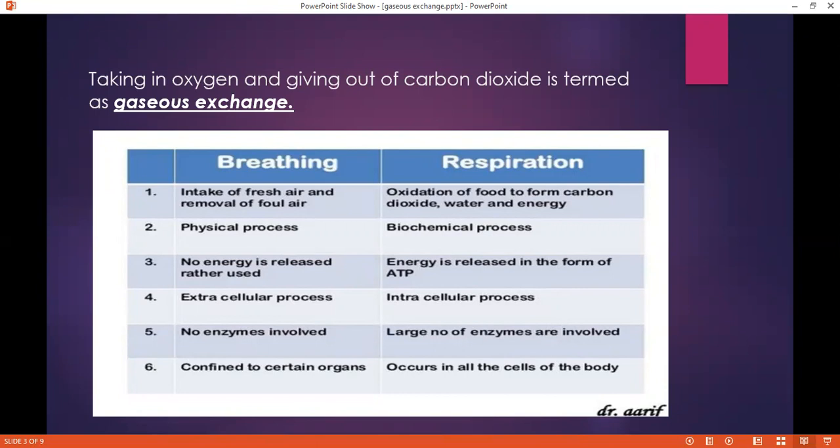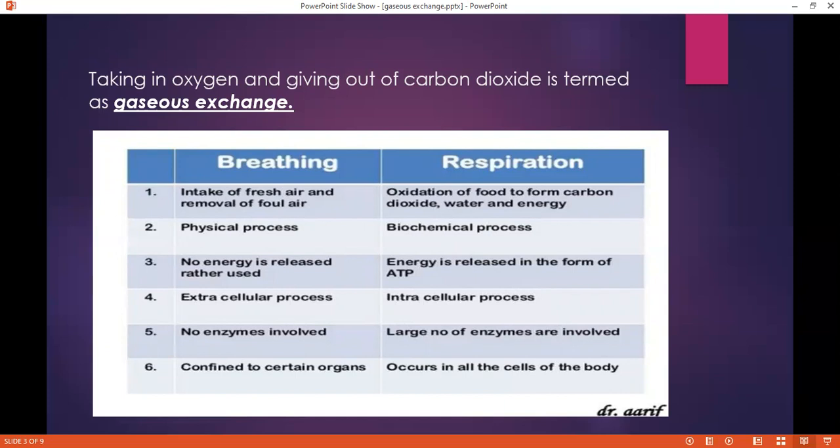Breathing is the intake of fresh air, meaning oxygen, and removal of foul air, meaning carbon dioxide, whereas respiration is the oxidation of food by using the inhaled oxygen in order to form carbon dioxide, water, and energy as a waste product. Breathing is a physical process and respiration is a biochemical process.